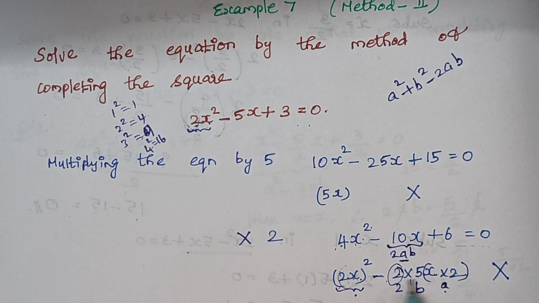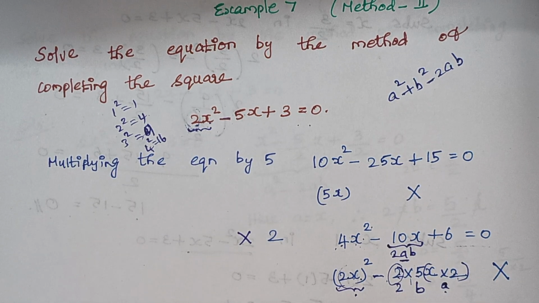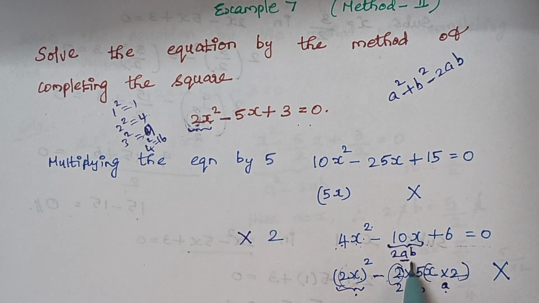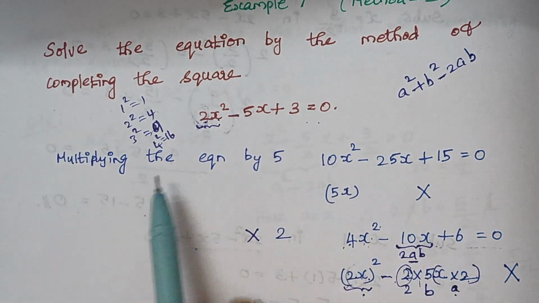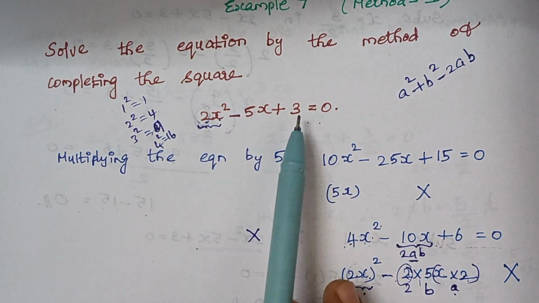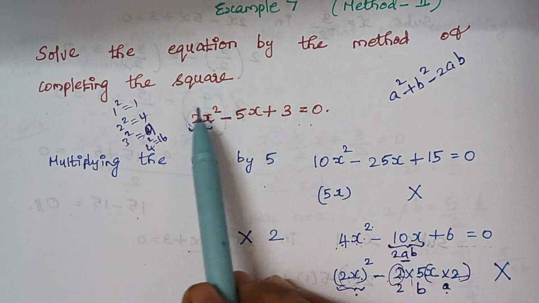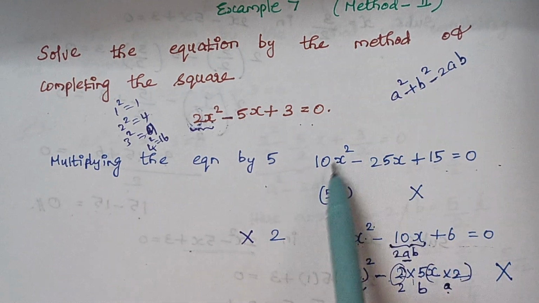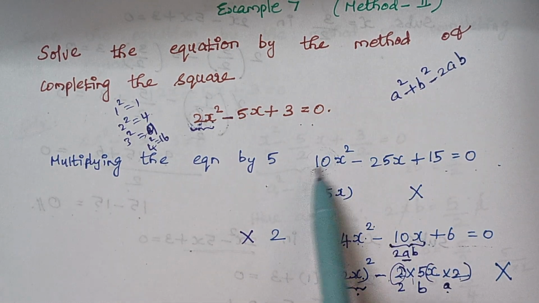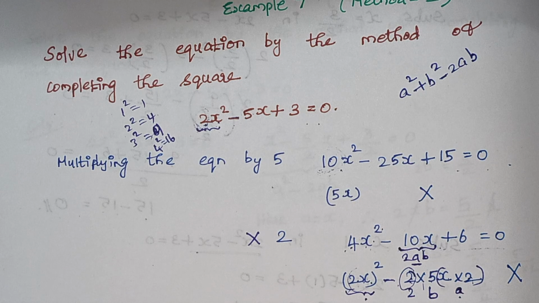When you multiply, what is the answer? 5 2s are 10 and 10 2s are 20. But what we actually need is only 10x. So multiplying by 2 is not the correct option. Proceeding again, I randomly checked by multiplying this equation by 5. When I multiply this equation by 5, I get 10x square minus 25x plus 15 equal to 0. Again this 10 cannot be written in the form of a square because it is not a perfect square number. So again this is a wrong option.